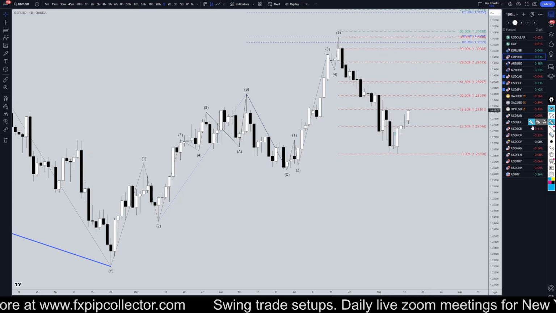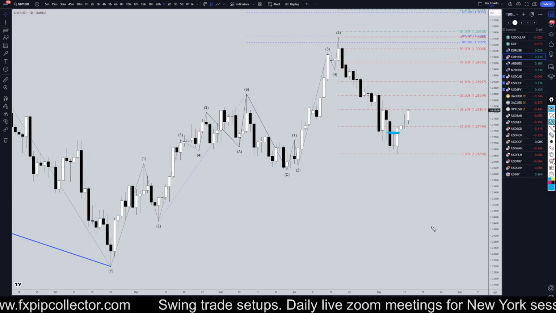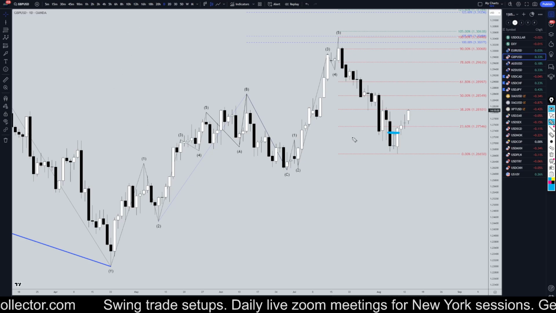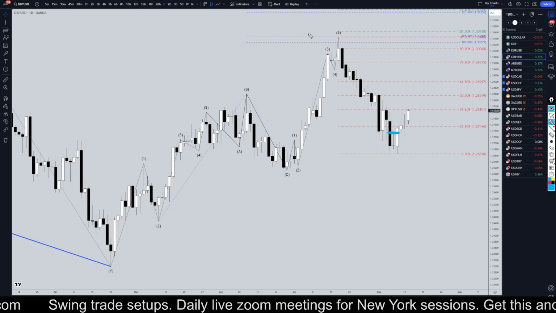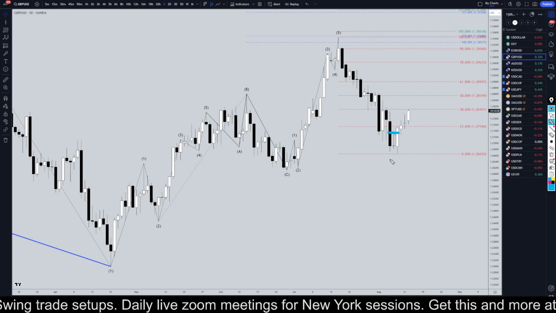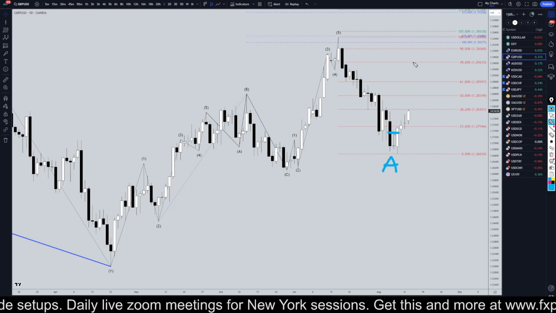On the daily time frame, we finally got a break of structure to the upside, which is probably better seen on like the 12-hour to 4-hour time frame range. Now this move down does kind of look like a trend, so it is possible that this is an A and this is a B.